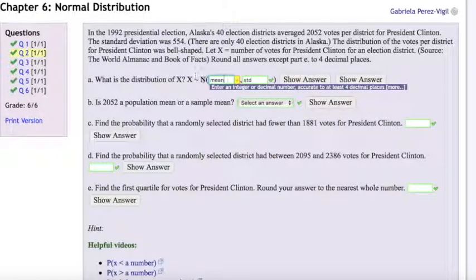So in this one, you just copy down what the problem says. The mean average is stated as 2052, and its standard deviation is listed as 554. And this 2052, that is going to be a population mean. And for this one, I'm going to be using GeoGebra. And it wants the probability that it had fewer than 1,000.